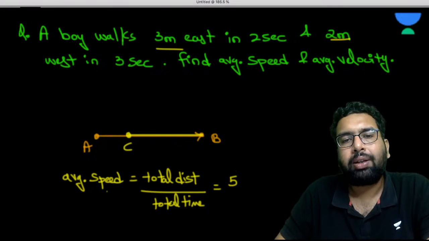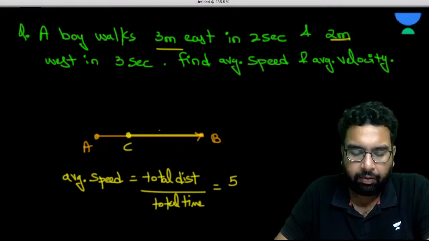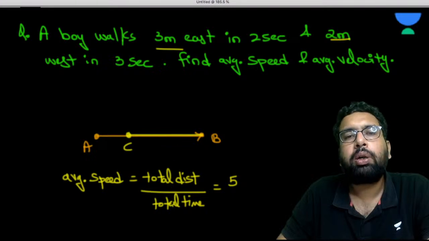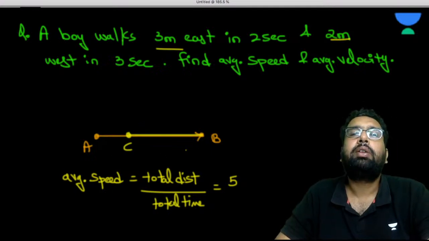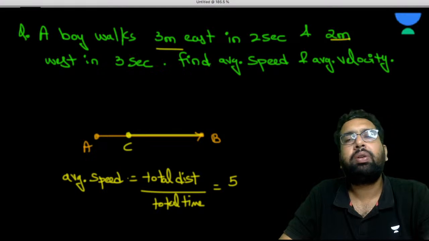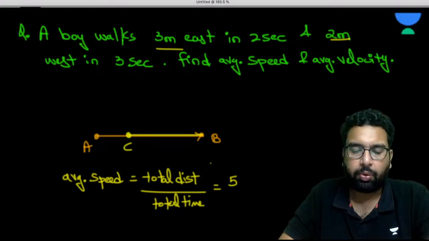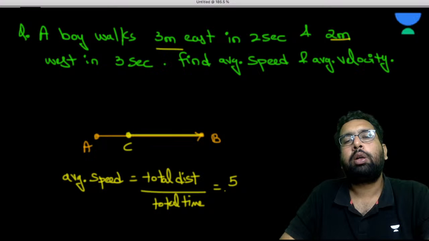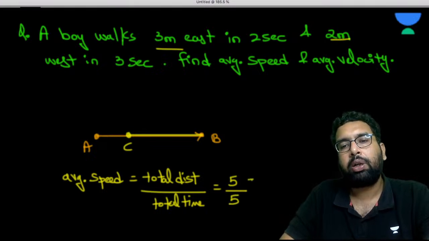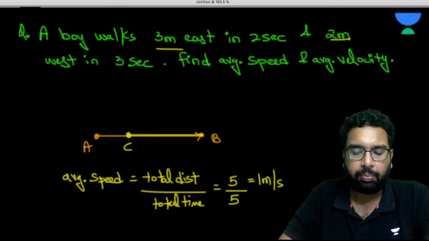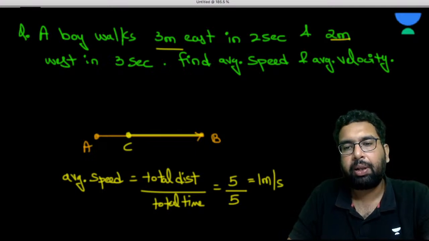Okay, so now what is the average speed here? Average speed is total distance upon total time. The boy walks 3 meter east, 2 meter west. So what is the total distance he has covered? Firstly 3 meter, then 2 meter. Irrespective of the direction, you have to consider the magnitude only. So the total distance is 5, and what is the total time? Firstly it takes 2 seconds, then 3 seconds, so it is 5. So what is the average speed, sir? It is 1 meter per second. Very, very simple, isn't it?